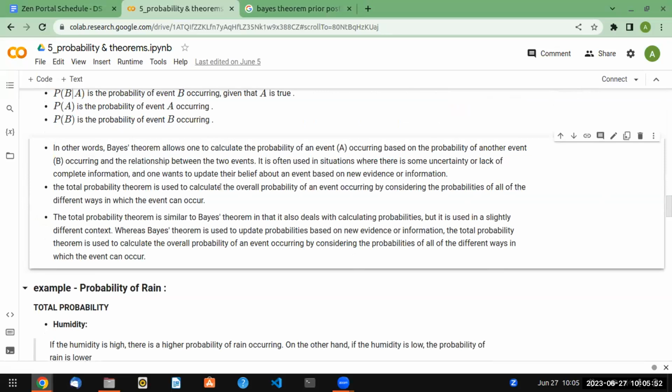In other words, Bayes' theorem allows one to calculate the probability of event A occurring based on the probability of another event B. Let's stop here and try to understand. That means the right hand side of the pipe part, based on the probability of another event B, and the relationship between the two events. It is often used in situations where there is some uncertainty or lack of complete information. That means you are not sure whether rain is going to happen or not, but looking at the clouds in the sky, you are predicting the probability.